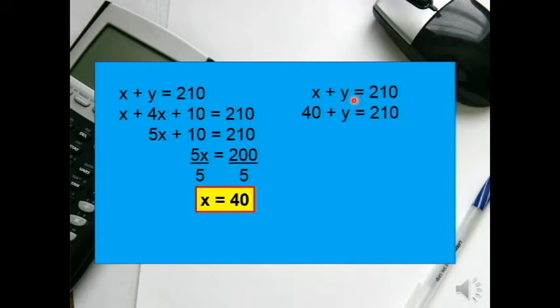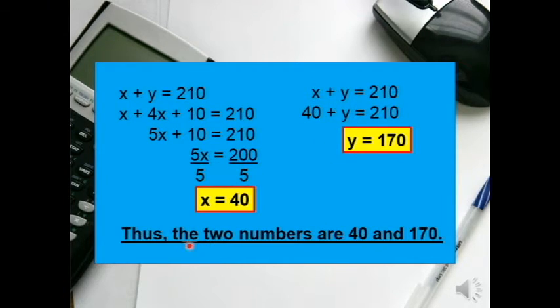Substitute the value of x to find y. x plus y equals 210. 40 plus y equals 210. Subtract both sides by 40 to get the value of y. y is equal to 170. Thus, the two numbers are 40 and 170.